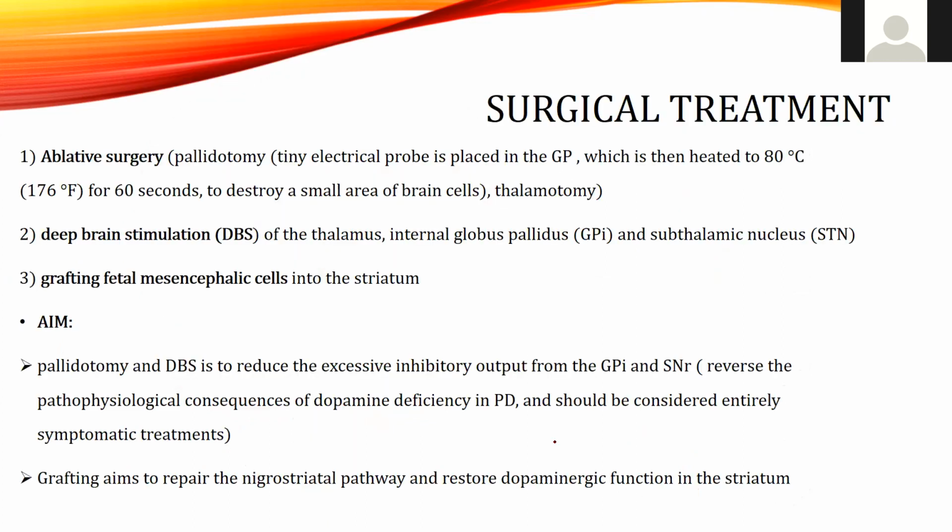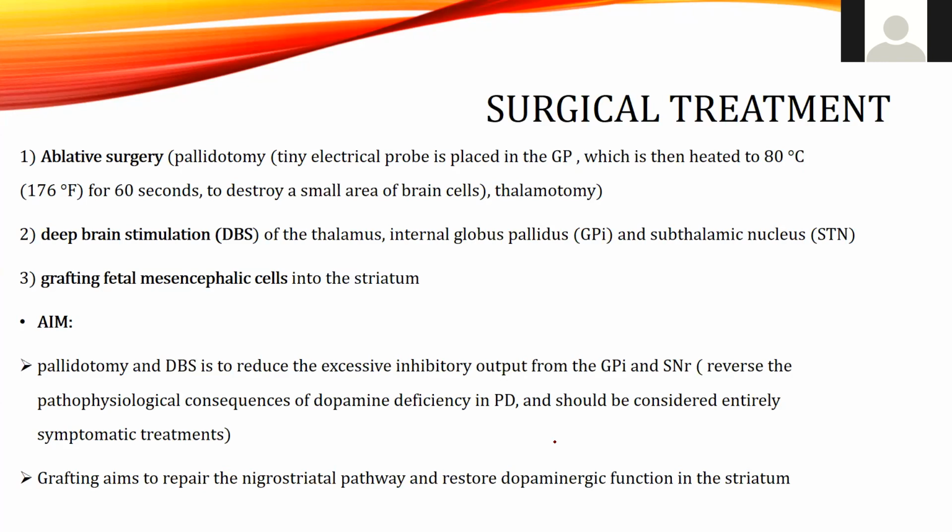For years now, surgical treatment has been discussed in the treatment of these different extrapyramidal syndromes, amongst which we retain three from different articles. We have ablative surgery, which could be done by pallidotomy. Pallidotomy is when a tiny electrical probe is placed in the globus pallidus, which is then heated at 80 degrees for 60 seconds to destroy a small area of the brain, the pallidal area. We could also do a thalamotomy, which is not done anymore today. We could also do deep brain stimulation, particularly subthalamic deep brain stimulation. It is mostly done.